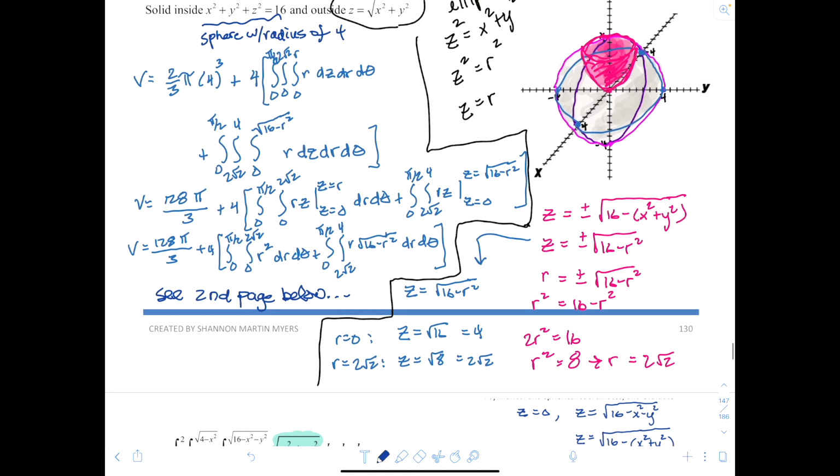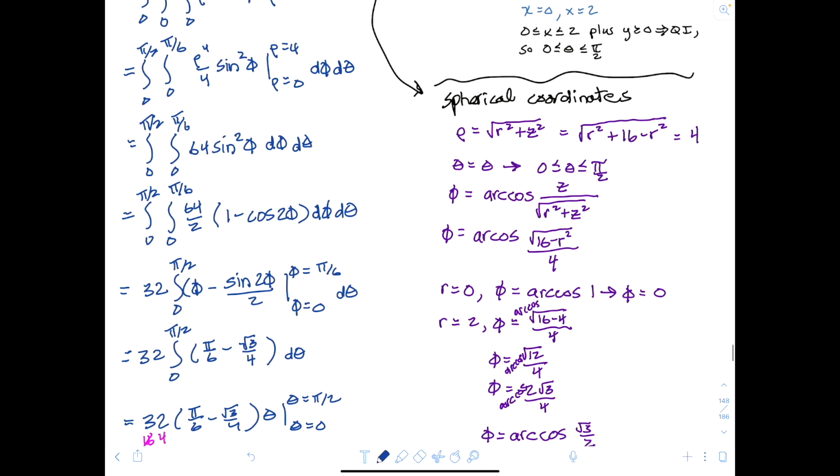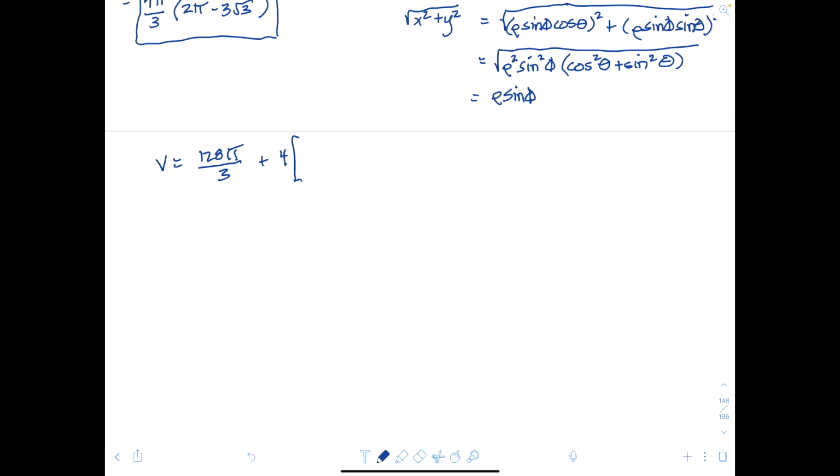All right, and so our volume will be 128 pi over 3 plus 4 times. So when I integrate this guy here, I'm integrating r squared with respect to r. So I still have my integral from 0 to pi over 2. I'm going to have r cubed over 3, r is going from 0 to 2 root 2, and I'll still have a d theta.